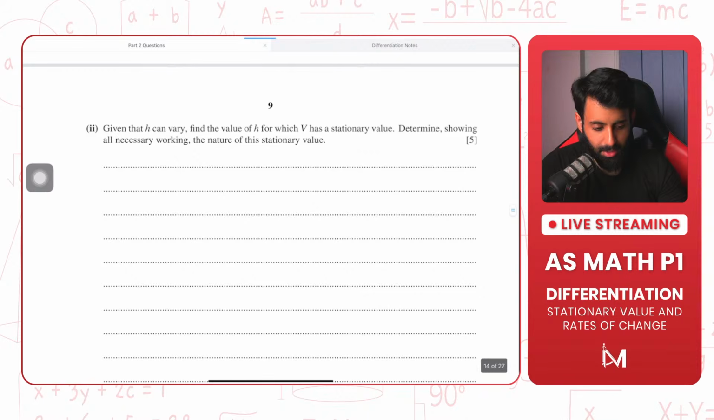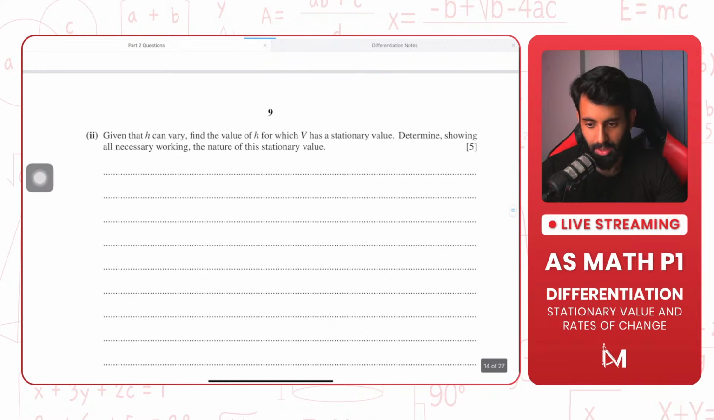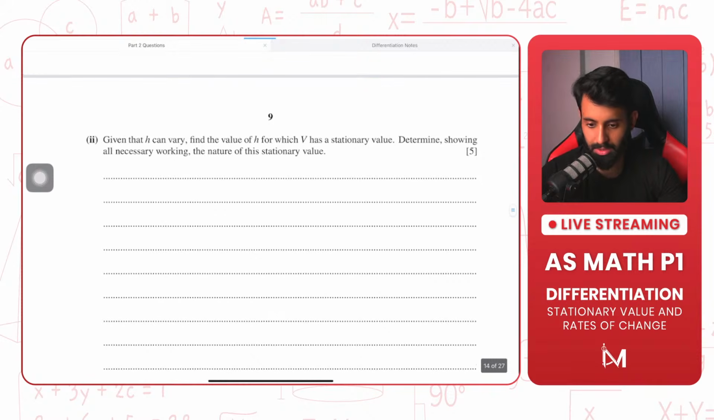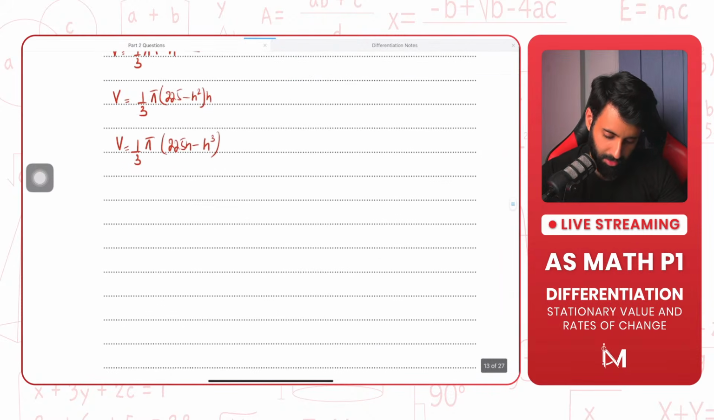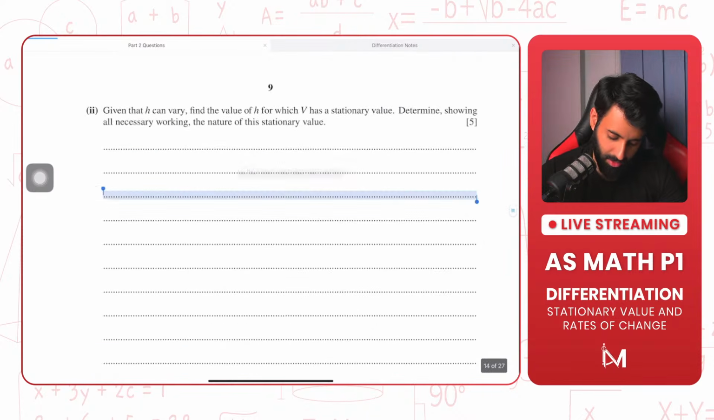Okay, then comes part 2. Part 2 says, given that h can vary, find the value of h for which V has a stationary value. Determine, showing all necessary working, the nature of this stationary value. So how do we find out the stationary value? Like I said, you can expect a follow-up question where it's asking you to find out the stationary value.